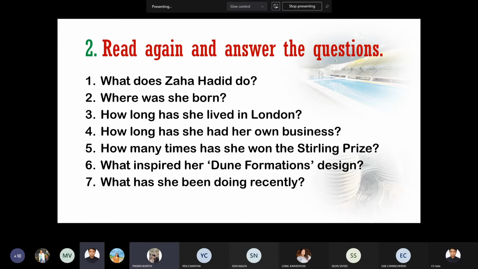Number 1, what does Zaha Hadid do? Number 2, where was she born? Number 3, how long has she lived in London? Number 4, how long has she had her own business? Number 5, how many times has she won the Sterling Prize? Number 6, what inspired her to do transformation design? Number 7, what has she been doing recently? Okay, thank you very much.